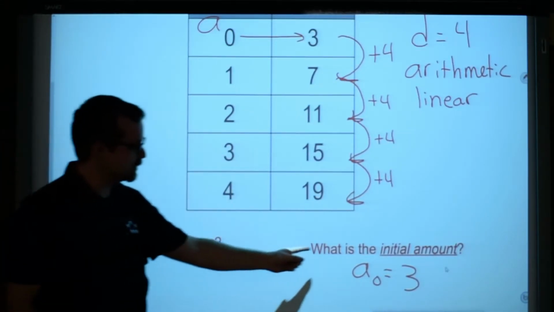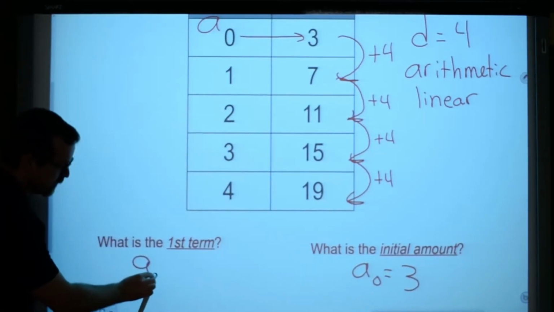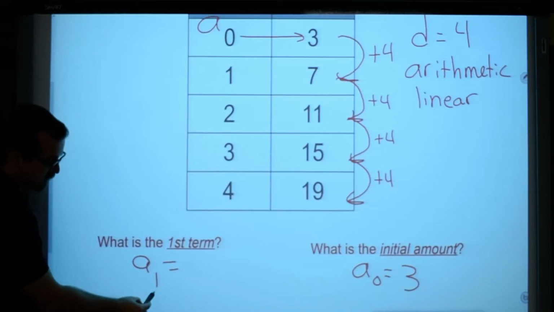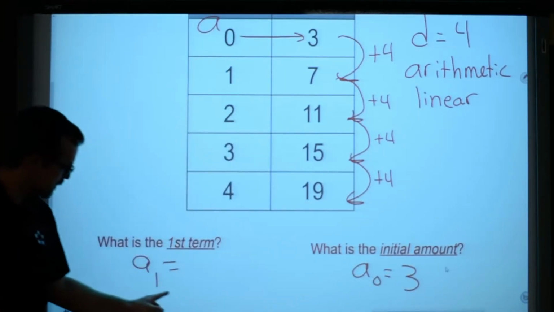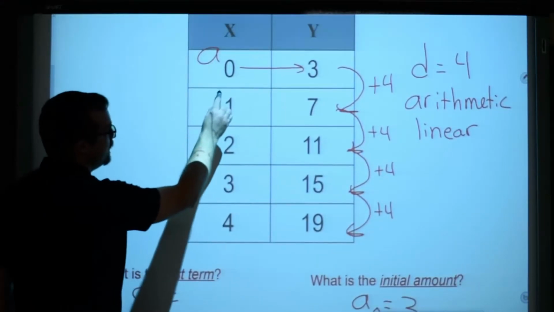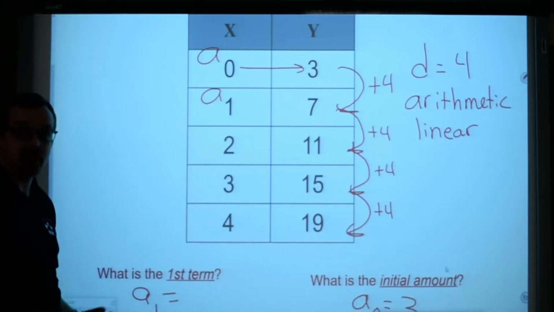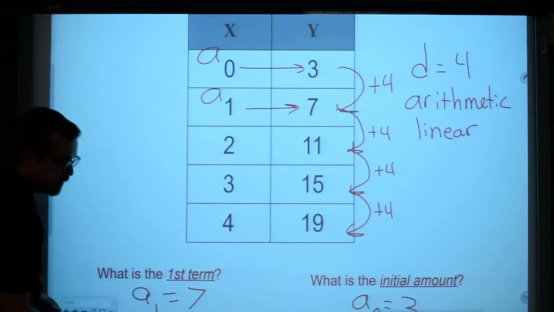Which leads me to talking about what's the first term. Well, if initial amount is where x is 0, then the first term must be where x is 1. And we use the subscript to refer to each term in the sequence. This would be the 0 term, and so the first term would be A sub 1. That's going to refer to the first term, and that would be right here where x is equal to 1. So like A sub 1. A sub 1 then is 7. So our first term is 7.